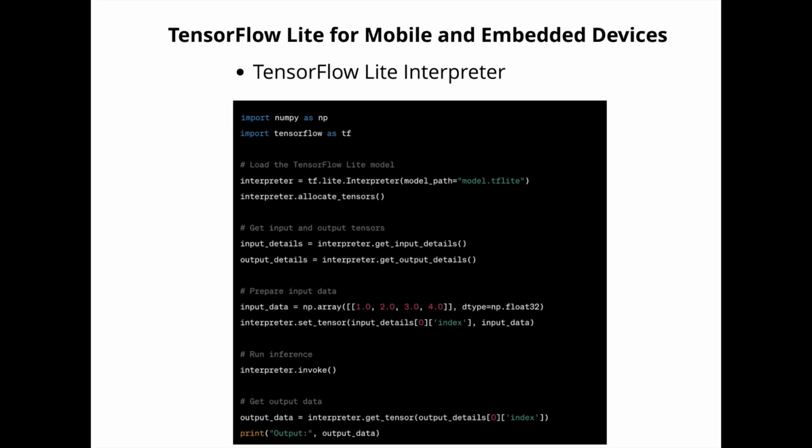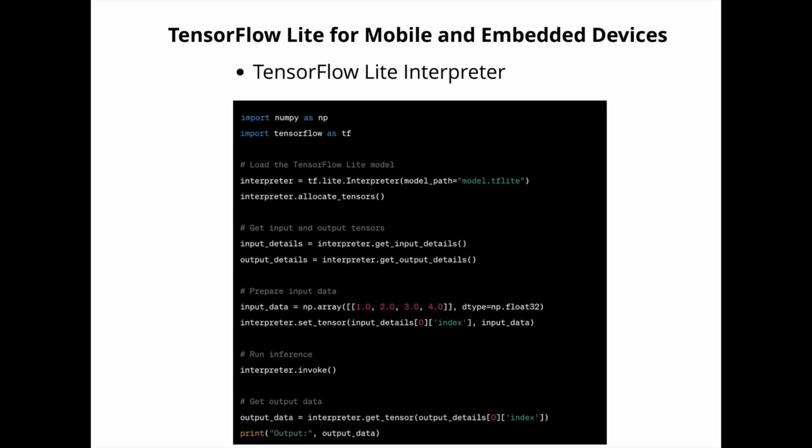Next is the TensorFlow Lite Interpreter. To run inference with TensorFlow Lite models on mobile or embedded devices, you'll use the TensorFlow Lite Interpreter. This interpreter provides a C++ API for embedding TensorFlow Lite models into mobile apps and a Java API for Android apps. Here is an example of running inference with the TensorFlow Lite Interpreter using Python, where I am importing NumPy and TensorFlow. Next, I am loading the TensorFlow Lite model by calling the Interpreter function and passing the model path. Next, I am taking that interpreter and allocating tensors.